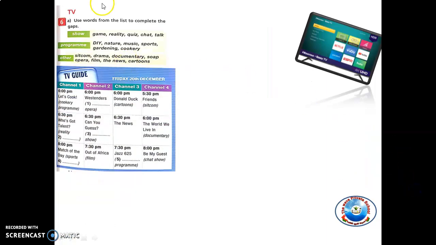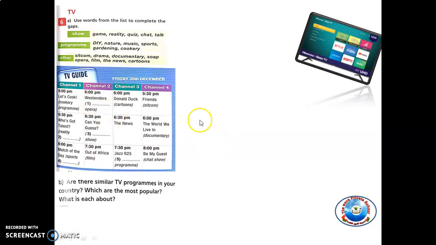Now let's go to TV shows. We have TV shows or TV programs, and they are divided into 3. Actually we watch more sitcom, drama, documentary, or soap opera. These are short series of dramas on TV, and we have film, the news, and cartoons. So this is a TV guide actually. They print this before, or they post it online, showing which day and what you can watch on TV. And I have answered them here. Number 1 is a soap opera. Number 2 is a reality show. Number 3, we have quiz. Can you guess? So it's a quiz show, and then the rest.